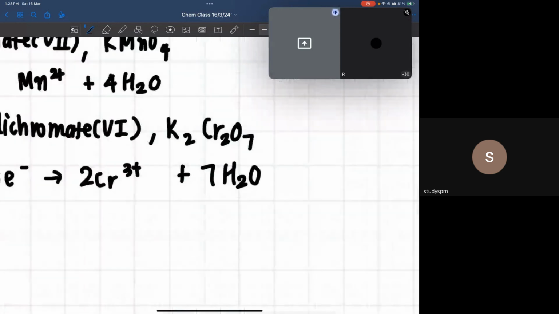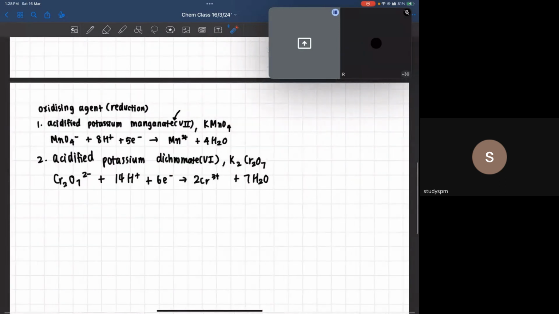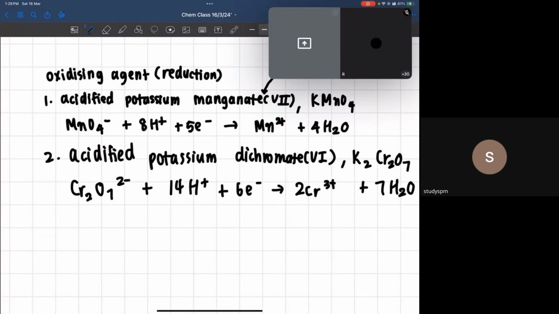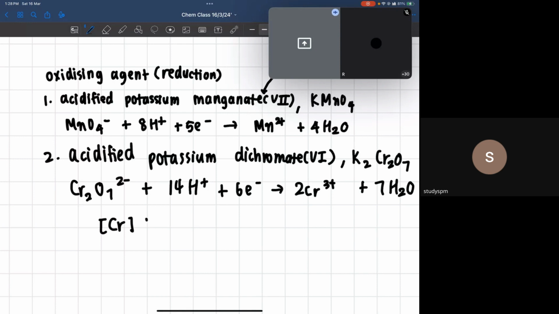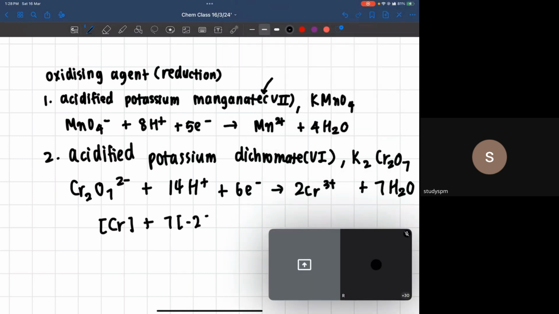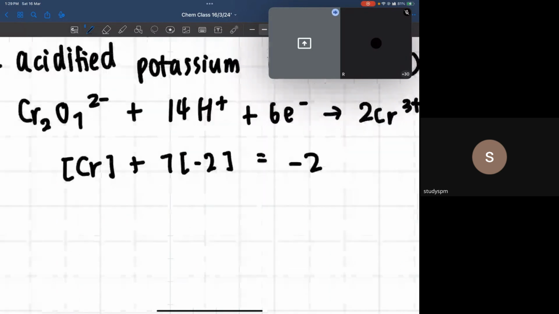Okay, this one. As you can see, ada water sebab ada hydrogen ion. Okay, this one also the same thing. We try to calculate. You guys know how to calculate, right? Okay. Chromium 2 plus 7. You akan dapat this kan. And then if you try to calculate, tekan calculator. Okay, you akan dapat, okay, this one.